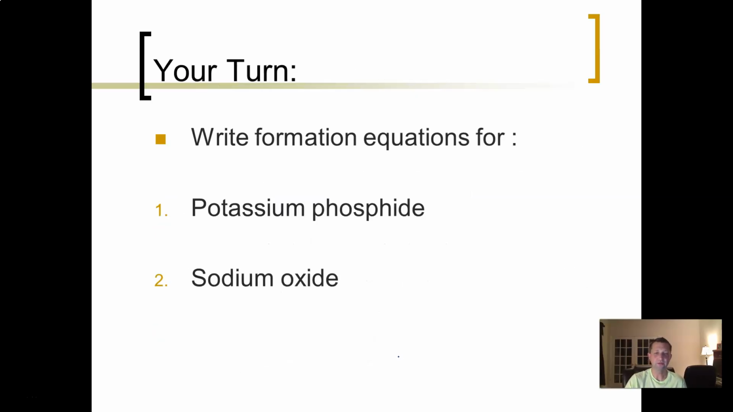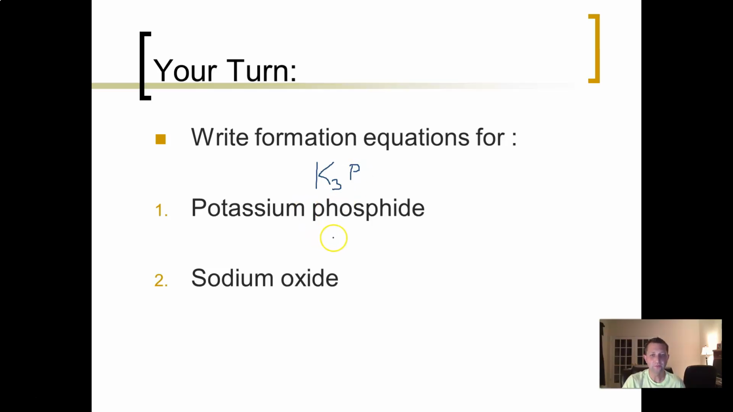Okay, so let's do a couple practice problems. Let's do the formation equation for potassium phosphide and sodium oxide. I'll do the first one, then you can pause it and try the next one. So potassium phosphide is going to be K3P. You need to know your nomenclature. You need to know your charges on your ions. You need to know how to write these, okay? Or else you're going to get all this wrong, right? You need to make sure you know what those ions are. Brush up on them from Chem 1 if you forget.